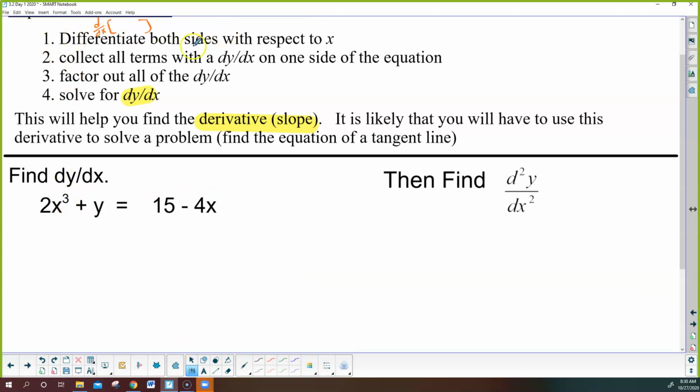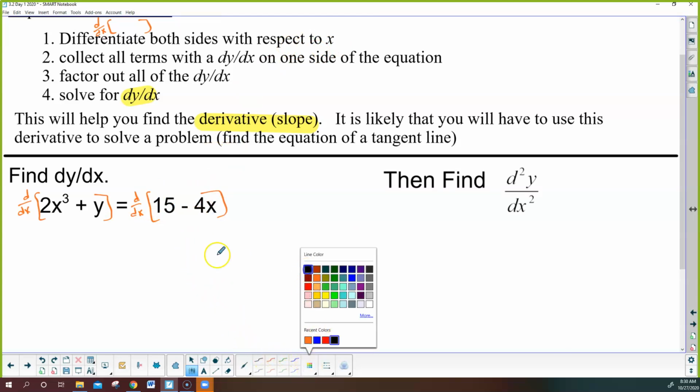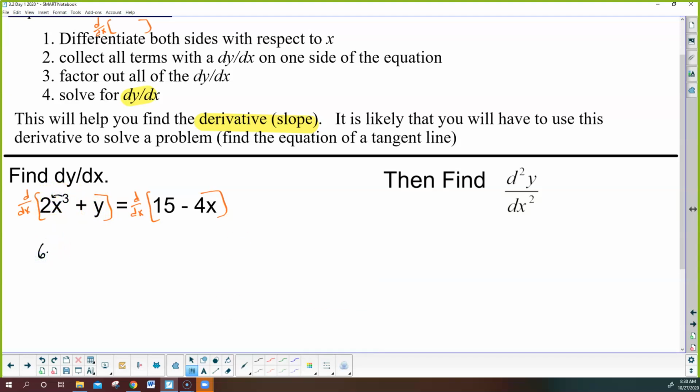So Step 1 is differentiate both sides. Once you get really good at this, you can kind of skip this step, but officially, we should take the derivative of both sides with respect to x. Now, when I do that, since there's no product rule or quotient rule here, it's just a power rule. The 3 comes down. 3 times 2 is 6. And then I get x squared.